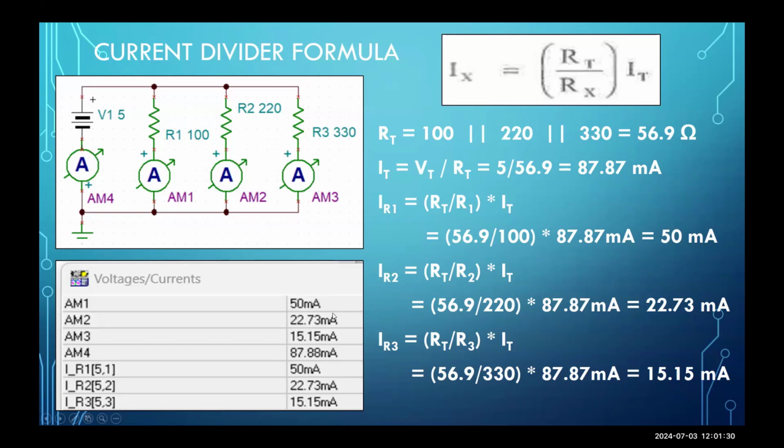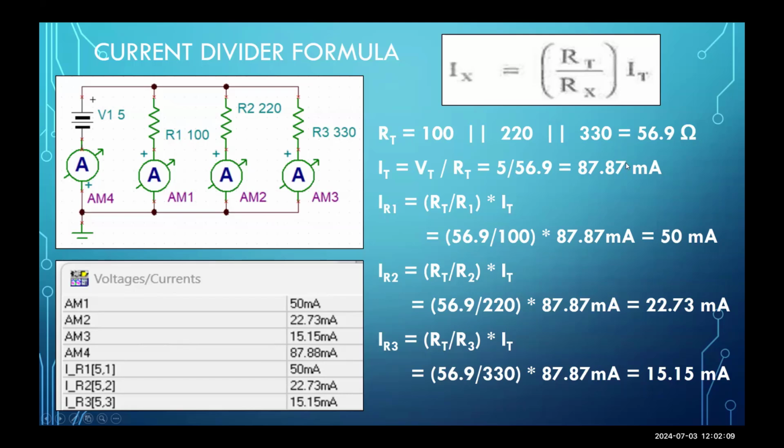Ammeter number 2 for the second branch shows 22.73. We calculated 22.73 milliamps. The third branch, the sim shows 15.15 milliamps through ammeter number 3, which is through resistor number 3. We calculated 15.15 milliamps. And then how about the total? The total going back to the source is the sum of all of these. And ammeter number 4 shows the total current at 87.88 milliamps. What did we calculate? 87.87 milliamps.